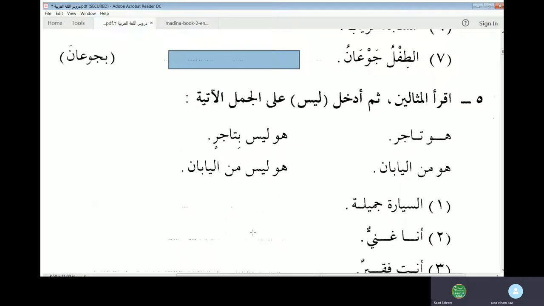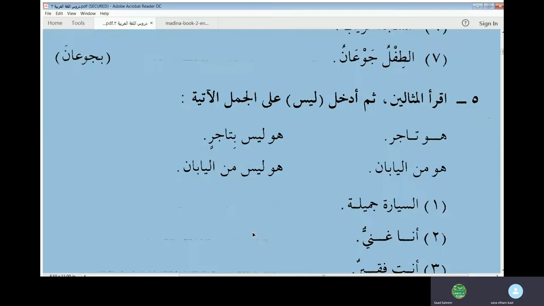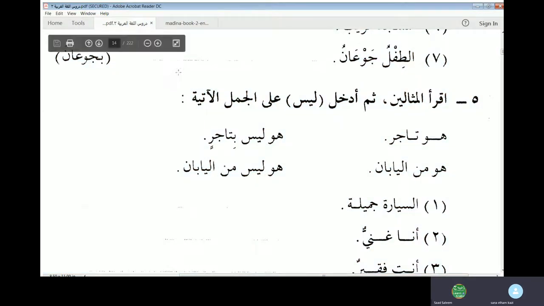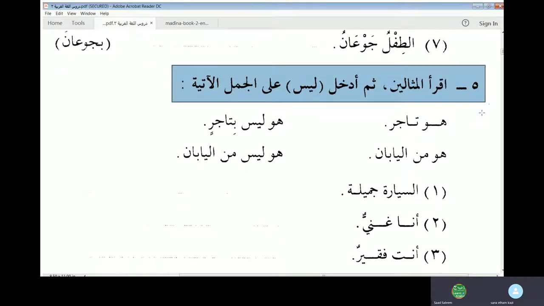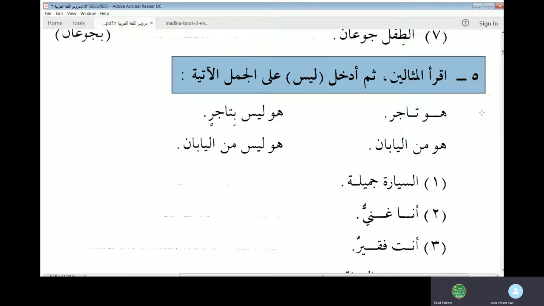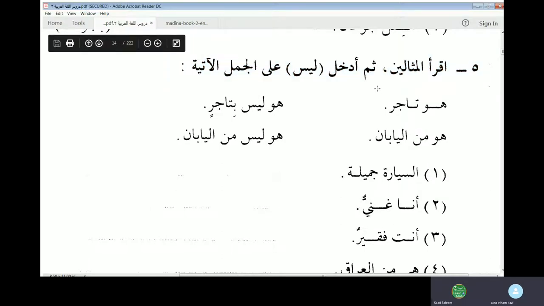Read the two examples, then enter laysa on the following sentences.